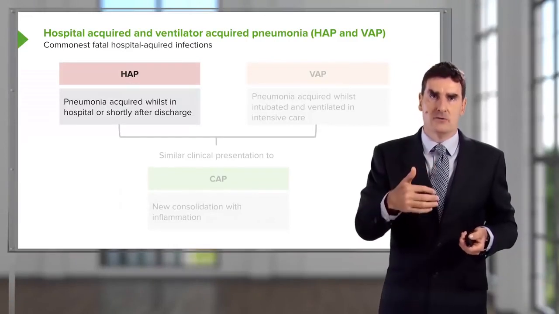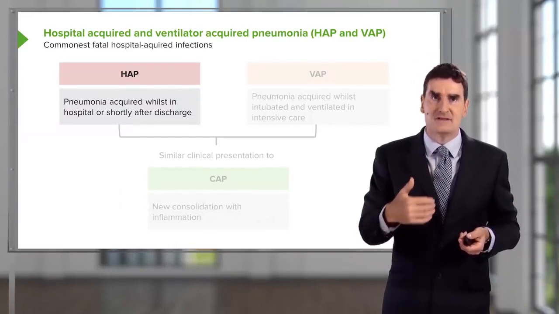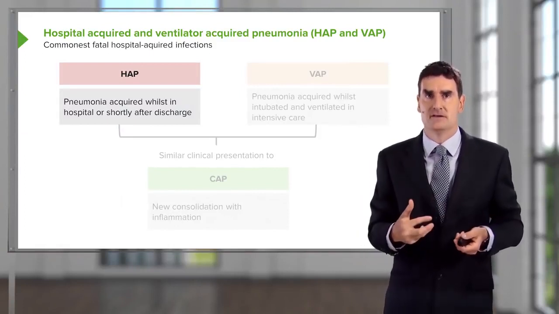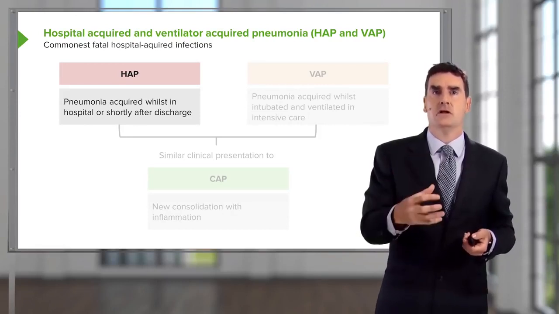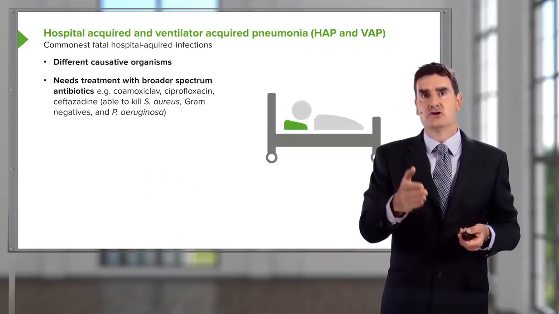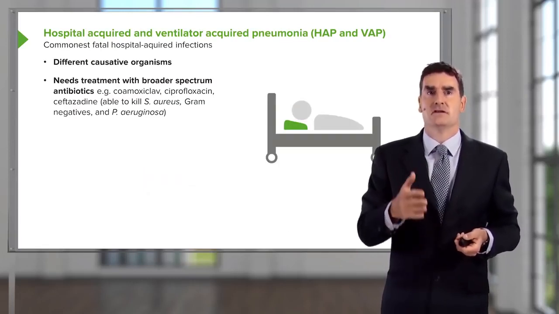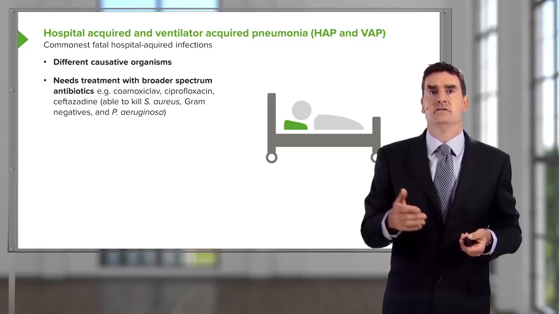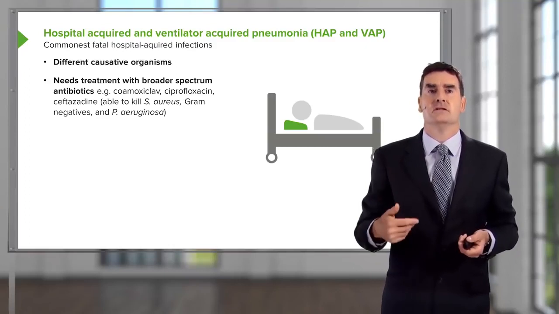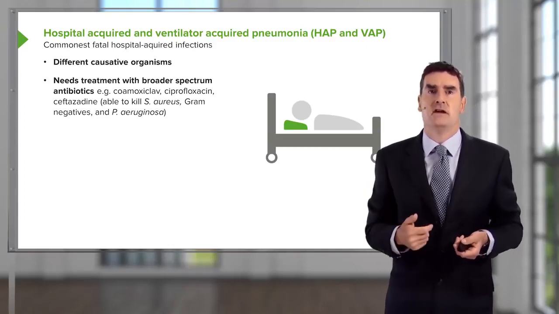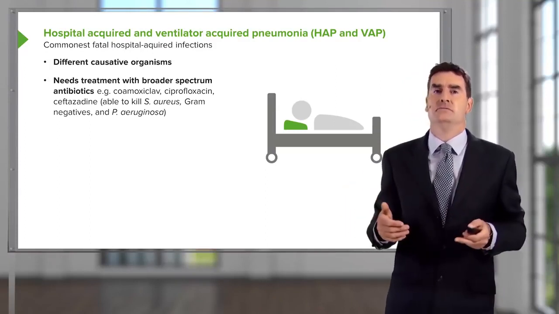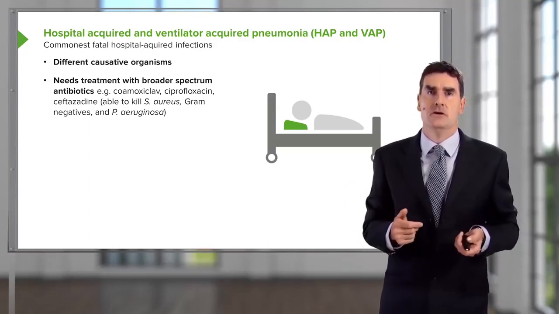So, hospital-acquired pneumonia is important because actually it is the commonest fatal hospital-acquired infection. So you need to know about this as a disease that requires close attention and aggressive treatment when it develops. The treatment needs to cover the organisms that we discussed: Staphylococcus aureus, the gram-negatives, and Pseudomonas. And therefore, patients will normally be receiving co-amoxiclav, ciprofloxacin, or third generation cephalosporins such as ceftazidime. They need a more extensive antibiotic regimen than you would normally use for community-acquired pneumonia.